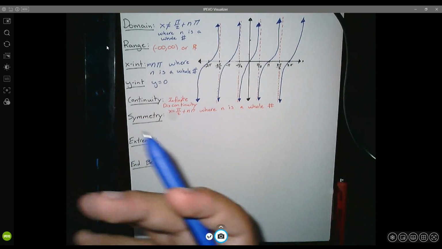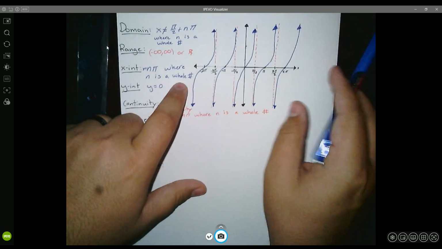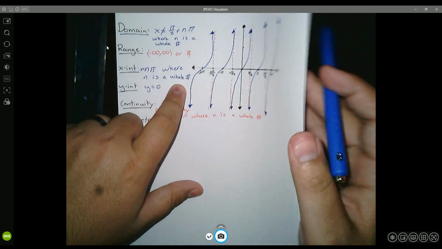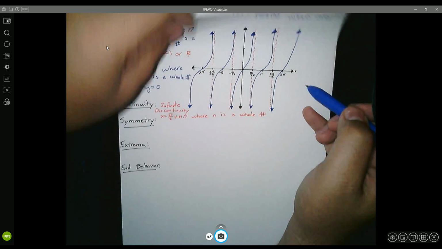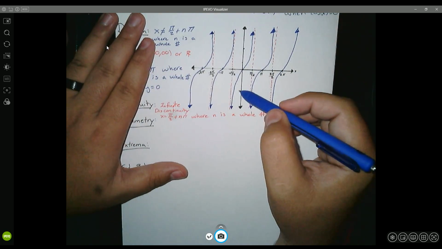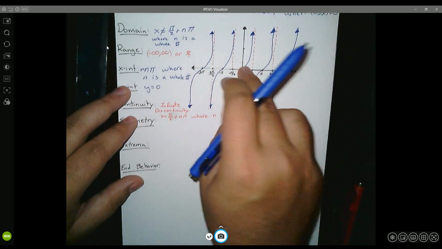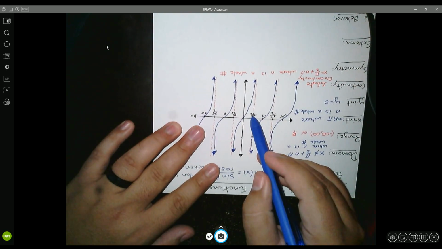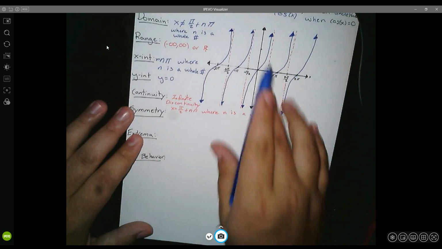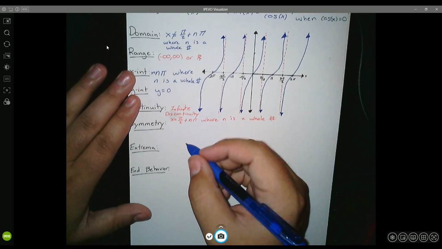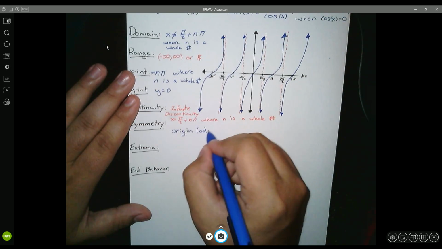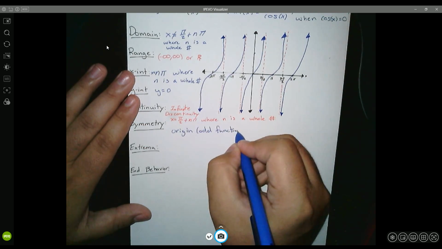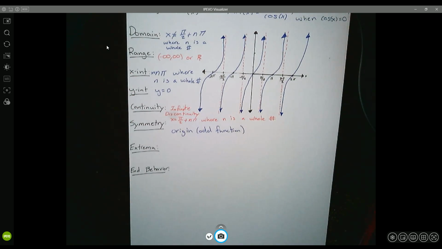Then we talk about symmetry. Does this have any symmetry? If we try to fold it along the y-axis, we can tell this is not going to match up with this, so that doesn't work. If we fold along the x-axis, this will not match up with this. So it doesn't have x-axis or y-axis symmetry. But if we take this function and rotate 180 degrees, it resembles the exact same thing it did initially. So what we say for symmetry is origin symmetry, which is considered an odd function.